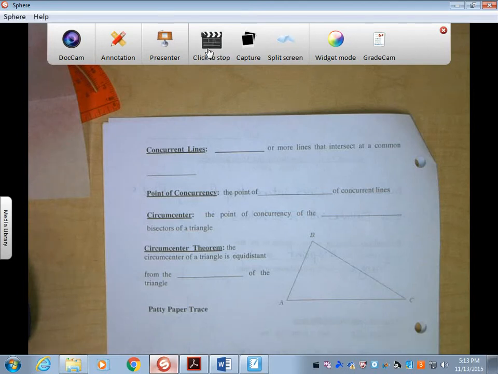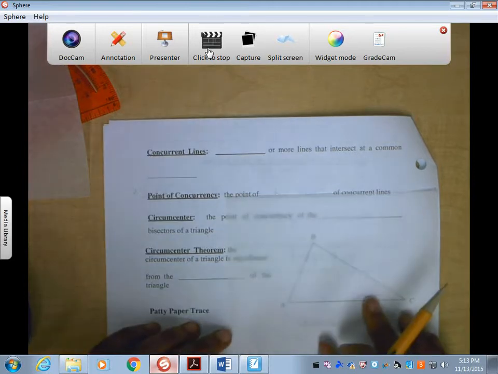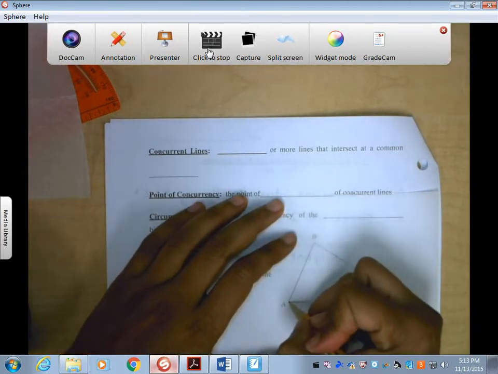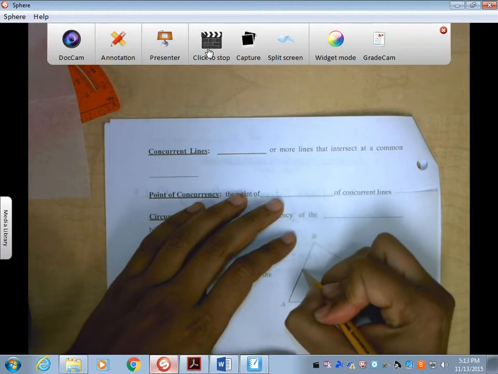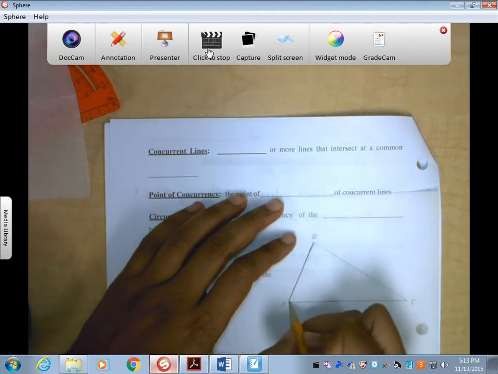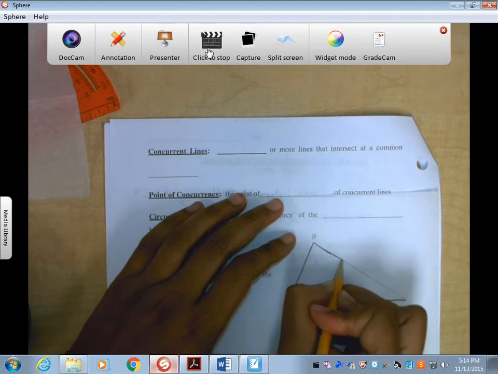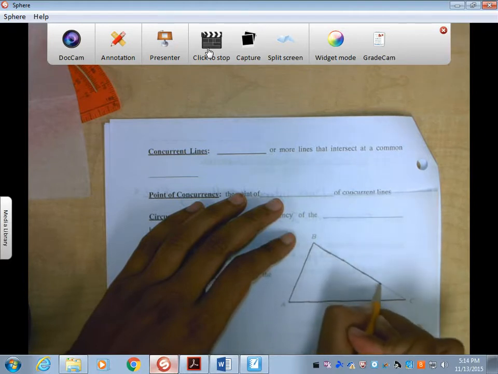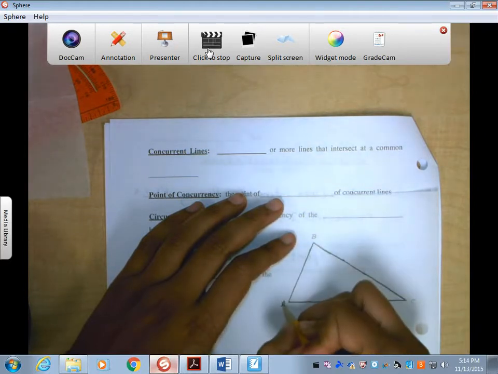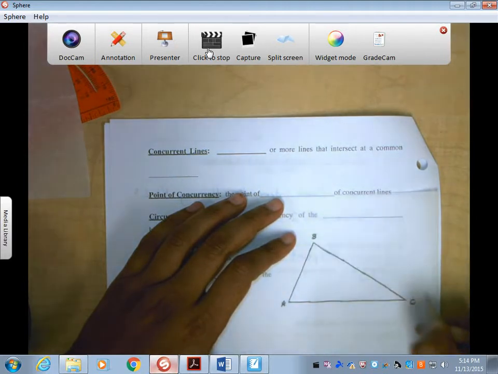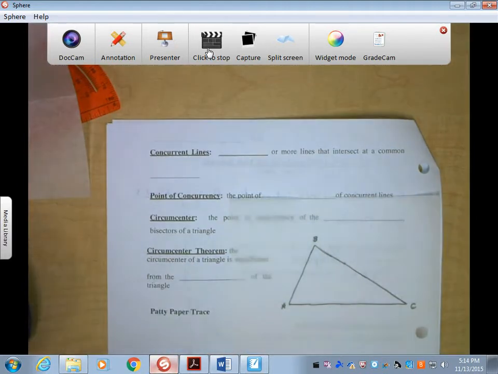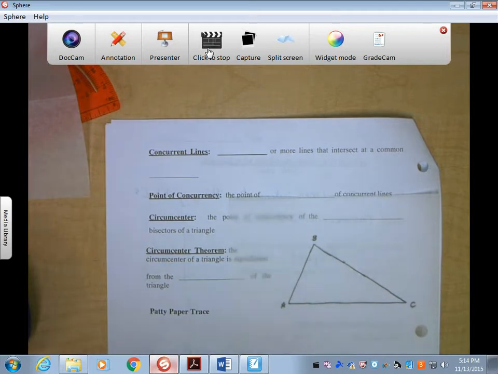Okay, so our next little patty paper trace is going to go with this triangle here, ABC. So I need you to trace triangle ABC, or watch me trace triangle ABC. This is A, we got B, and C. Alright, so what we're going to do is look at the perpendicular bisectors of every side, okay?